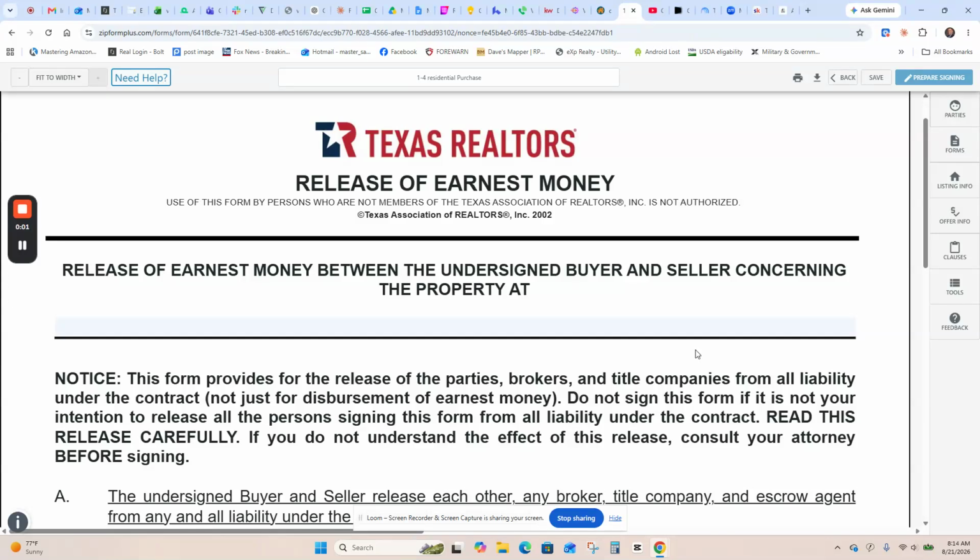So today we're taking a look at how to fill out the release of earnest money. This one's a little easier than some of the other ones, so that's fine. We have to know how to do them all, the ones we're going to use. So again, at the top here would be the address of the property.